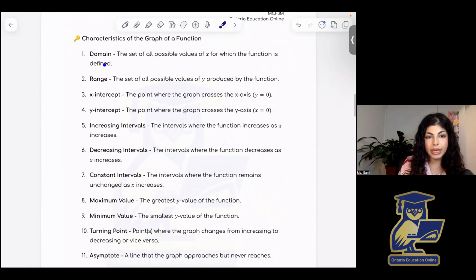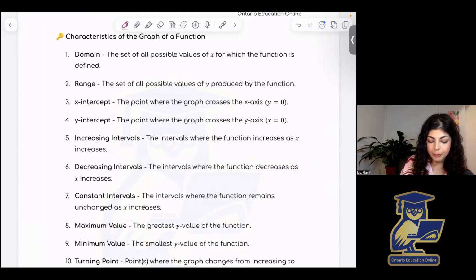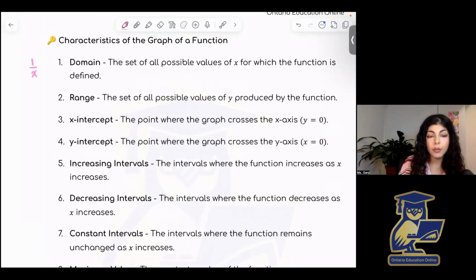So domain we already have seen is the set of all possible values for x or our input for any function. And the function has to be defined on those intervals. So if there is no actual output for y based on an x value, then that x value is not in our domain. Such as when we have 1 over x, we clearly have that x cannot be equal to 0 because then the function will not be defined.